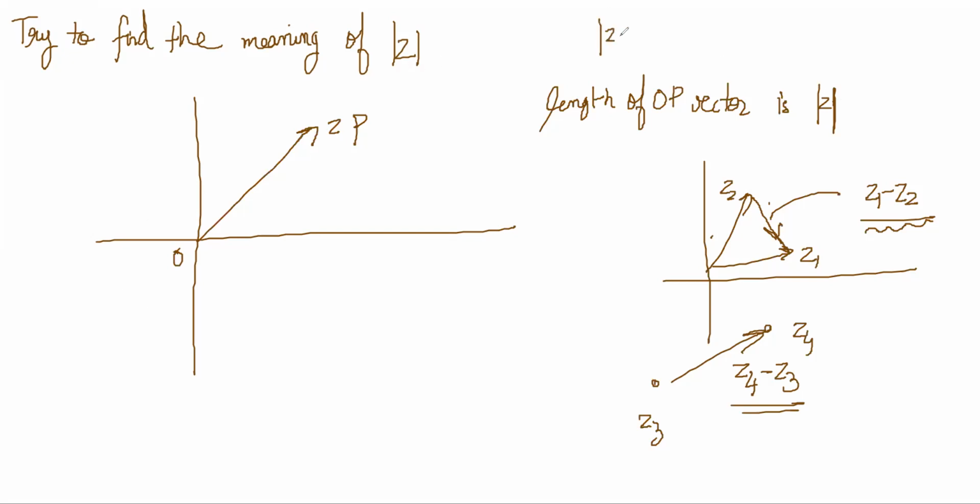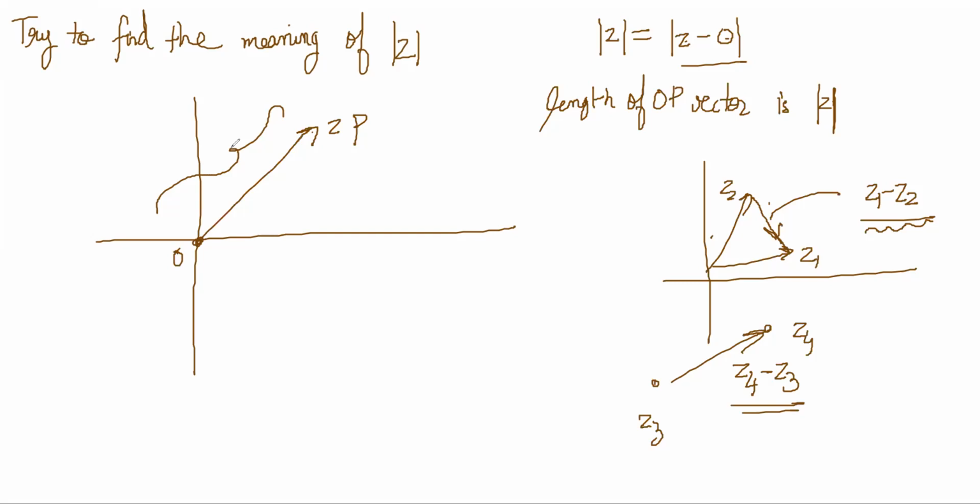Mod z can be thought of as mod of z minus 0. That's literally the same thing. But now it makes sense because this is the final point and this is the initial point. So mod of z minus 0 is the length of this vector. This line segment itself is called z, because it is final point minus initial point like vectors, and the length of that line segment is called mod z.